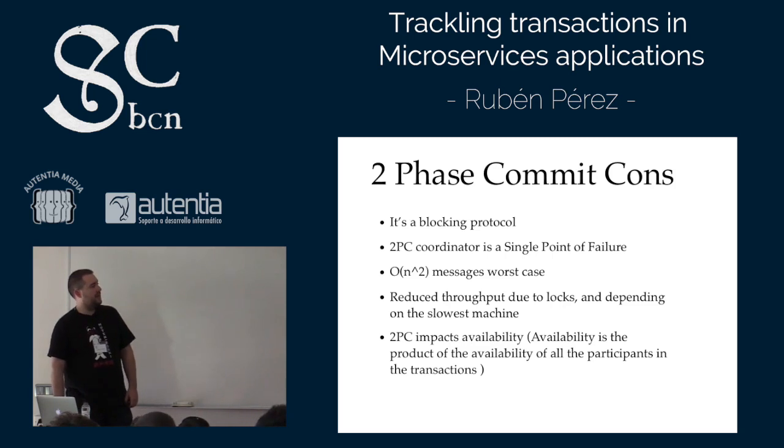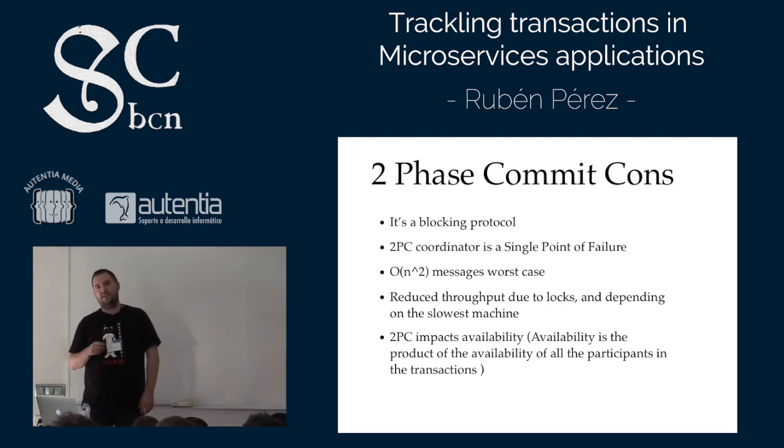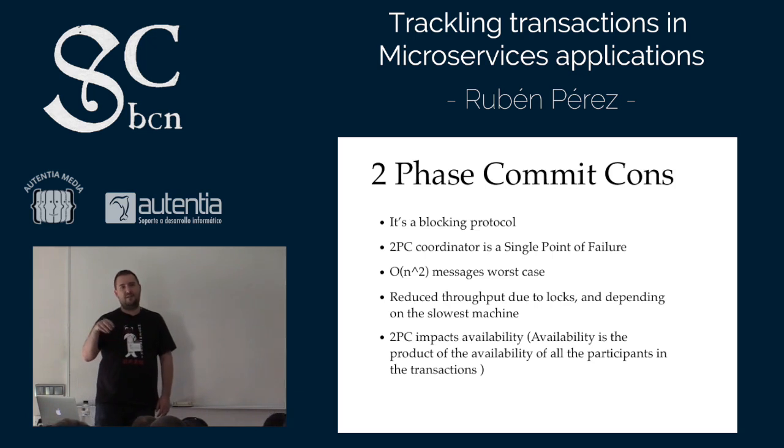Also, in the worst case scenario, including retries, you can have a quadratic cost. And also, you get a reduced throughput due to the locks. And also, you are depending on the slowest machine, not once, but twice, because there are two phases there. And also, two-phase commit impacts availability, because the availability is the product of the availability of all the participants in the transaction. So the more participants you have in a transaction, the less availability your system will have.